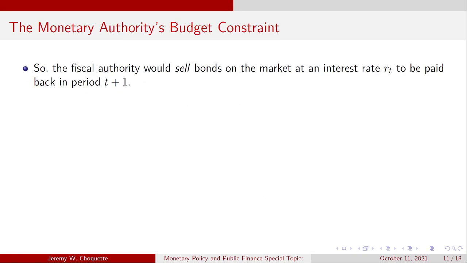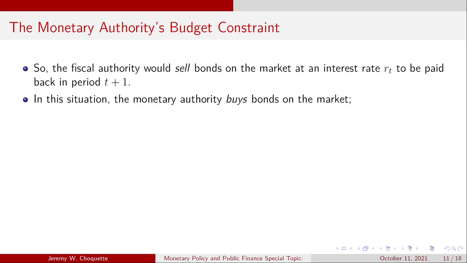Now, the fiscal authority would sell bonds on the market at an interest rate R to be paid back in, say, period T plus 1 if it's a one-period bond. We're assuming it's a one-period bond just because it's easier, but even with a one-period bond, there's a lot we can still do with it. We can get just about every single bit of information that we need, at least for the context and the level of this course.